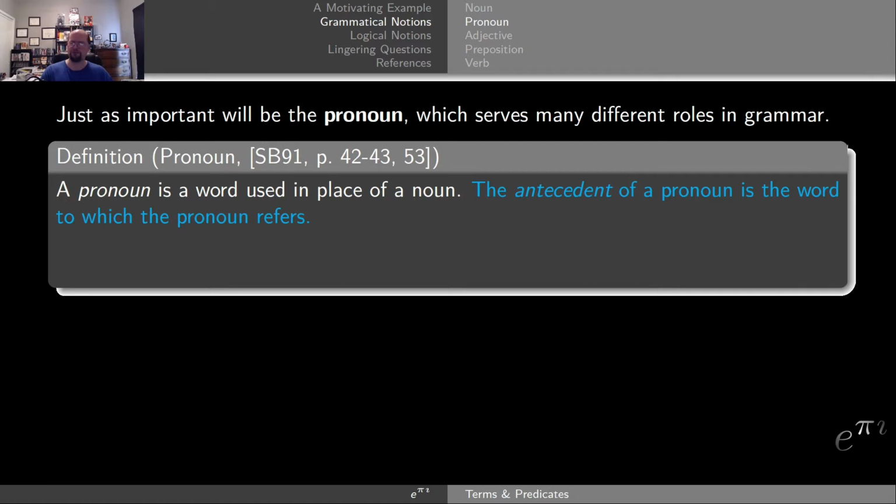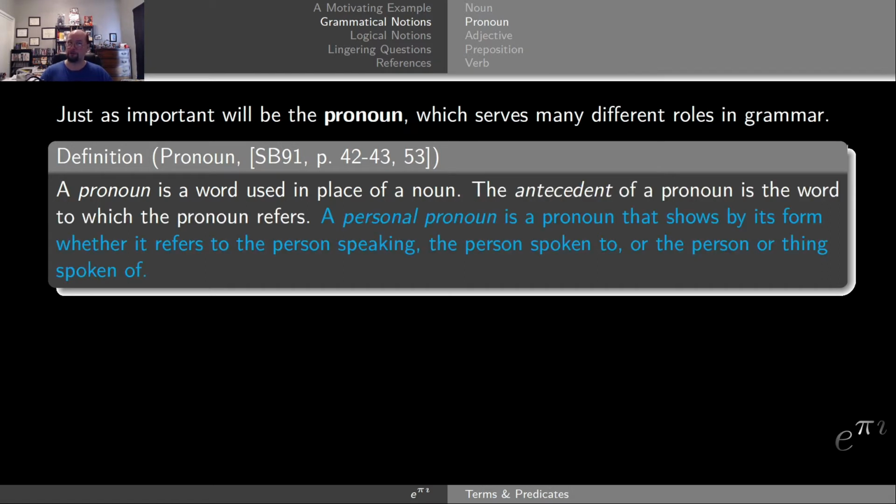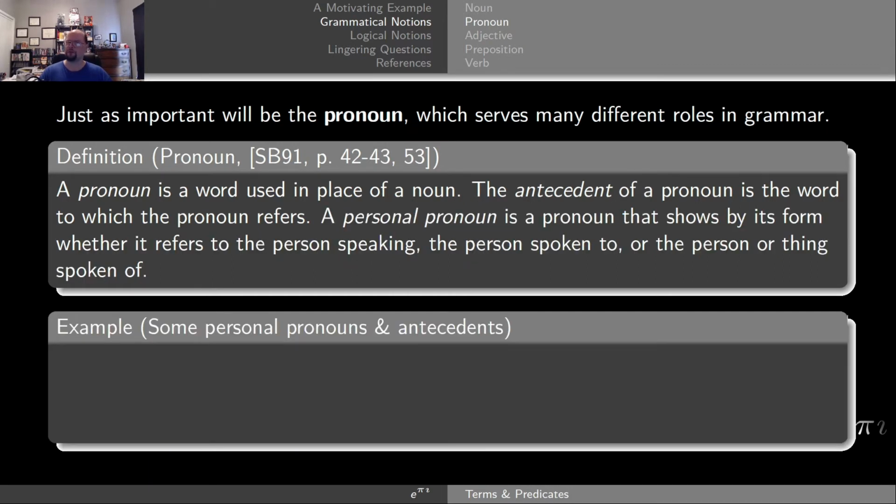Now, the first example that most people run across of pronouns are the personal pronouns. A personal pronoun is a pronoun that shows by its form whether it refers to the person speaking, the person spoken to, or the person or thing that is spoken of. So, let's consider a few example sentences.